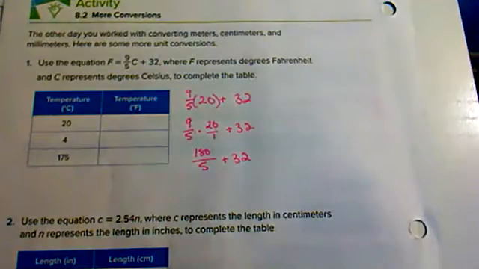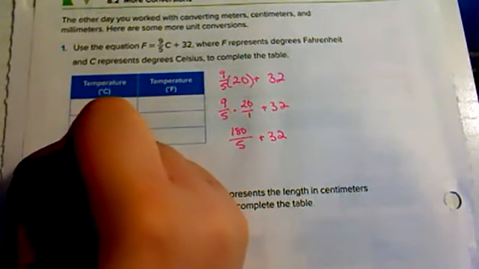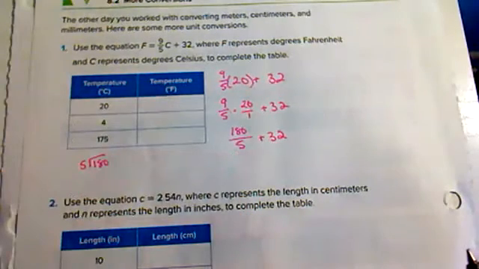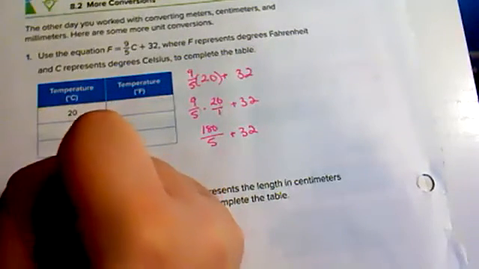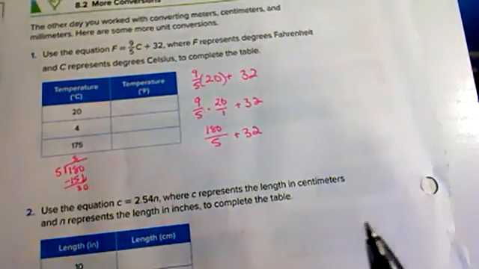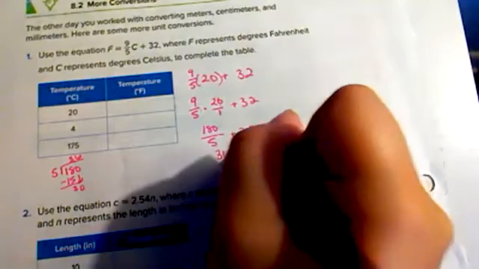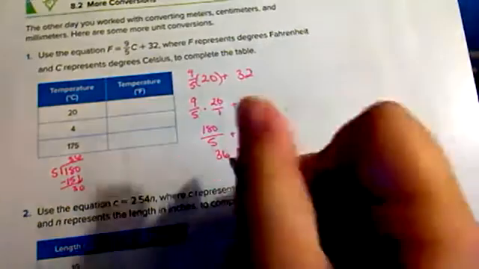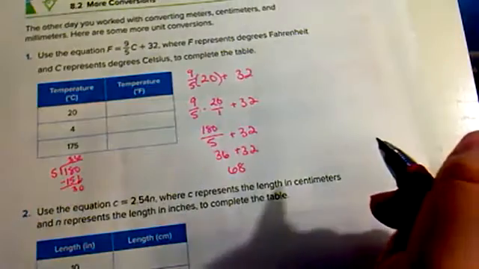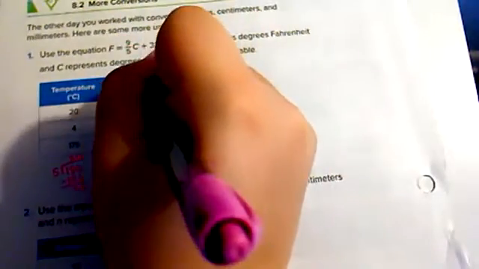So we've got to simplify that. 180 divided by 5. Well, 5 goes into 18 3 times. 15, we subtract. We have 3 left over. Bring down a 0. 5 goes into 30 6 times. So we have 36 plus 32. And when we add those together, we end up with 68. So we're going to put 68 in this first spot.